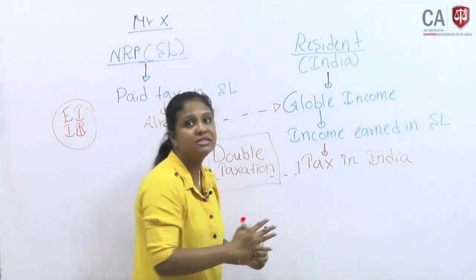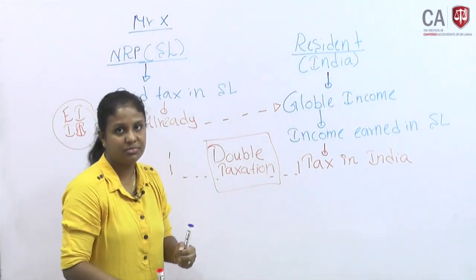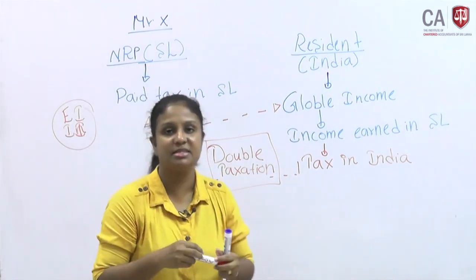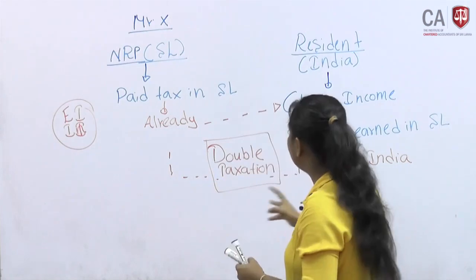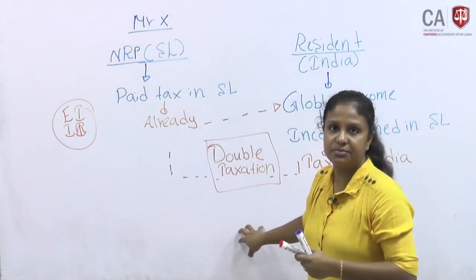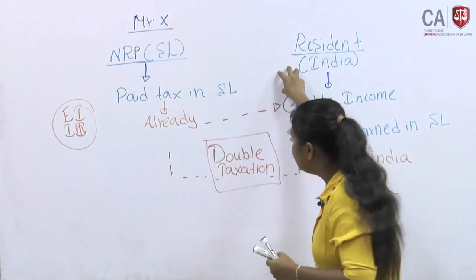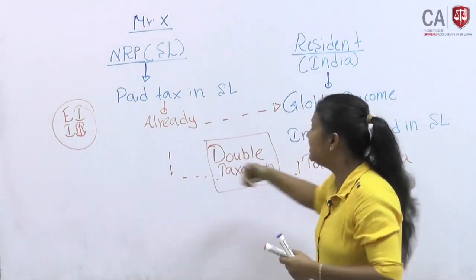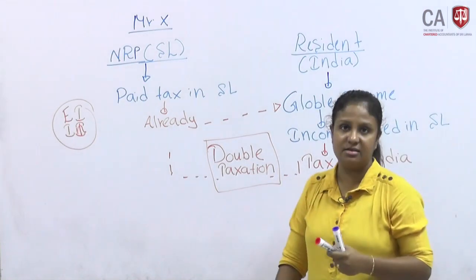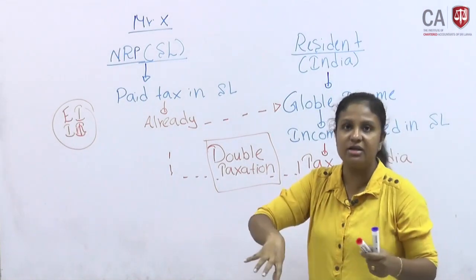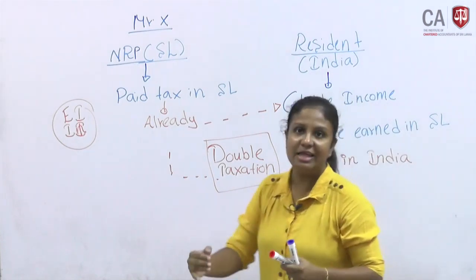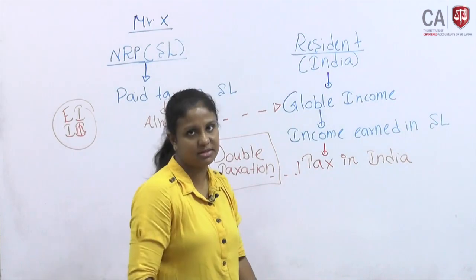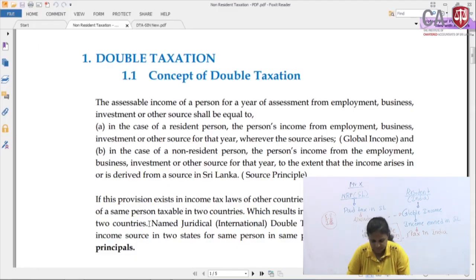To avoid this double taxation, what can we do? It is given in the guideline under international taxation. I think the main issue is clear to you. Due to these two principles, the same source is taxed again in another country. To avoid this, we are going to discuss the treatment at the international level and the steps that have been taken. Okay, come to that part.